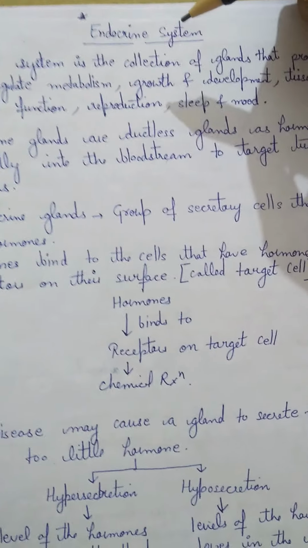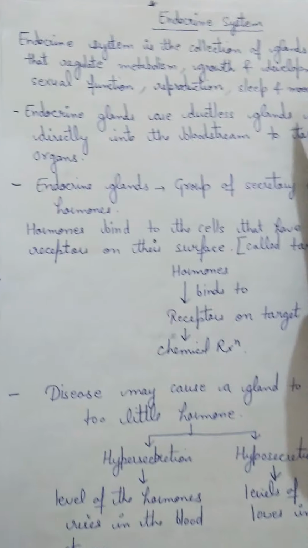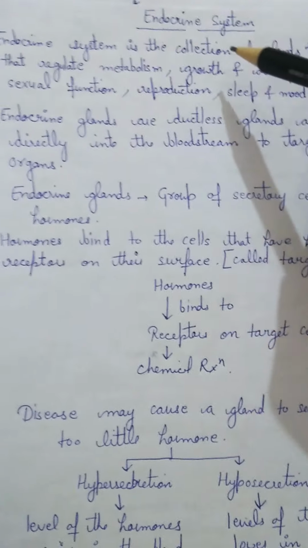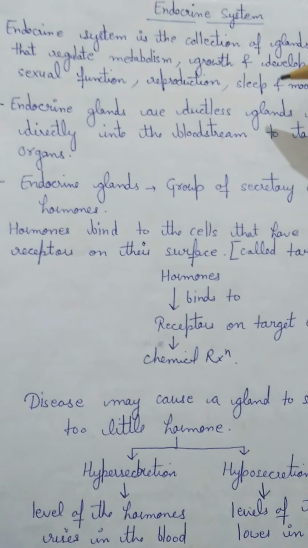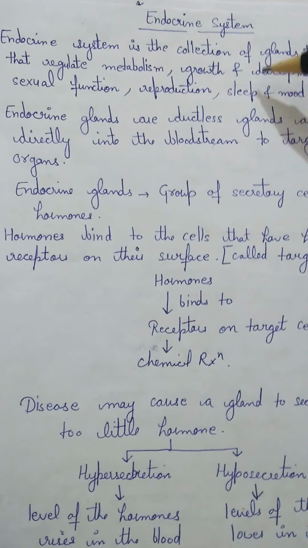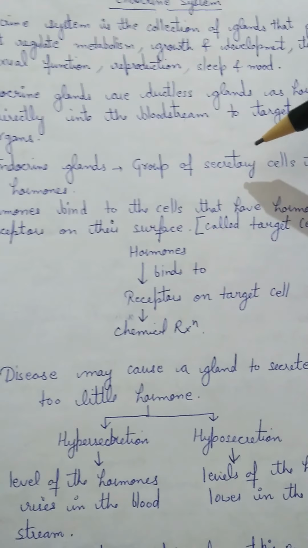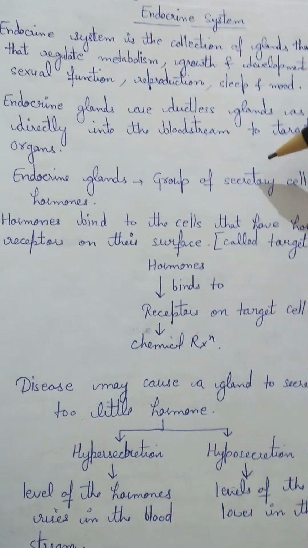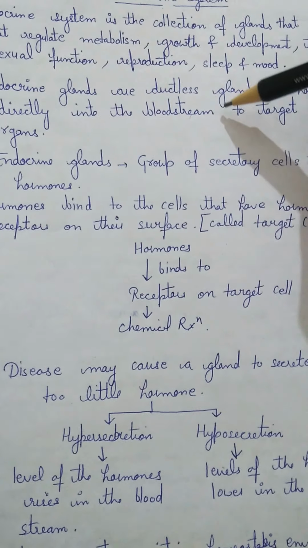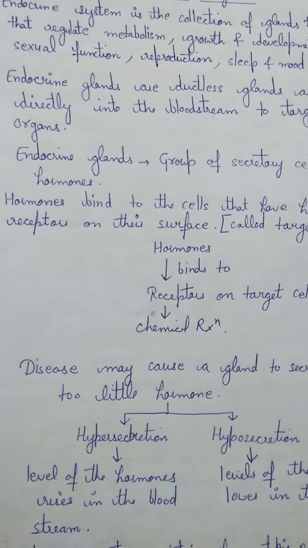It is basically a system that involves the collection of glands, and the glands produce the hormones. In this endocrine system, we basically study the glands and the hormones and the function of hormones, how the hormones are released from the gland into the bloodstream. As we know, blood is a circulatory system, and from the bloodstream the hormones are carried to their target tissue where they will show their particular action.